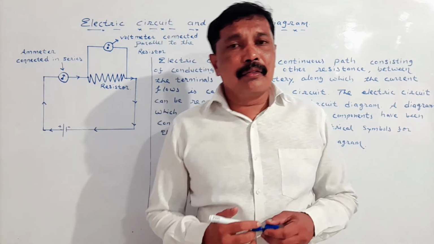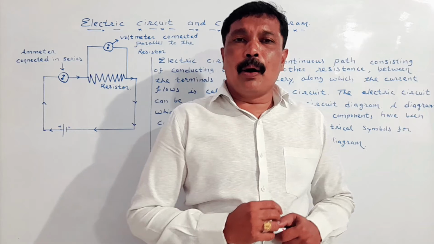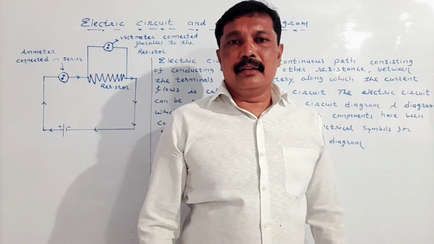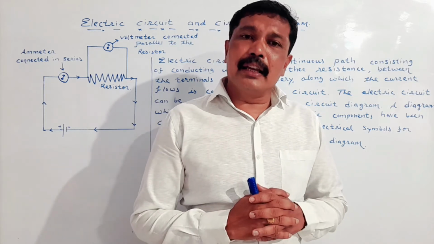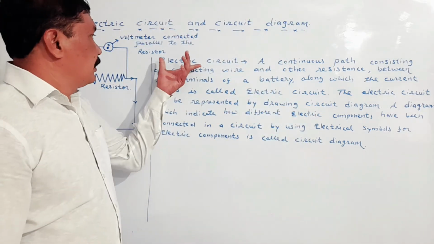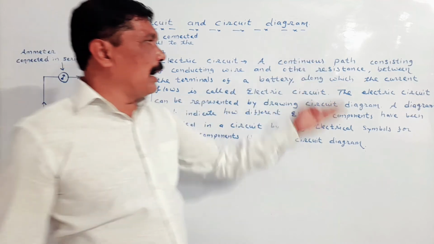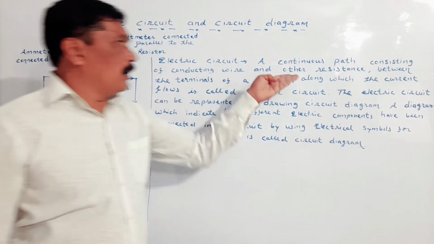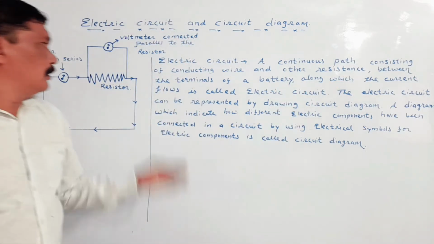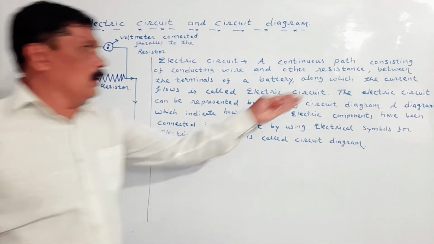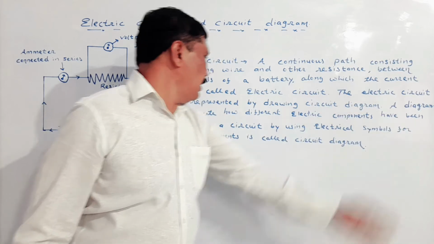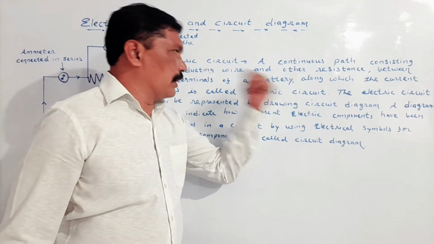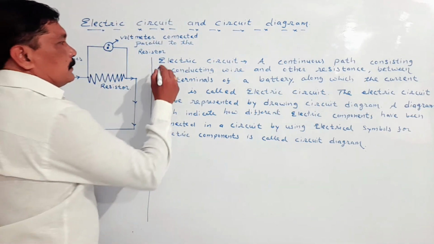My dear student, we are having brainstorming upon electric circuit. Let's study the definition of electric circuit. Electric circuit is a continuous path consisting of conducting wire and other resistance between the terminals of a battery along which the current flows is called electric circuit.